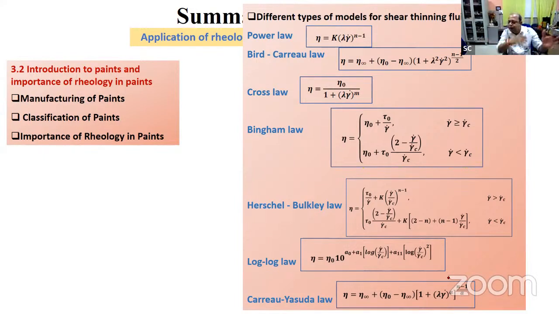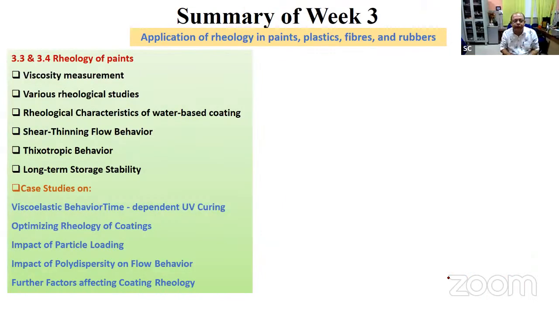And that you apply in your particular process, and try to have a solution, and try to see how your surface is going to look, how its diameter is going to be. That's the ultimate goal of this particular topic. Then I talked again in detail about rheology of paints, viscosity measurements, various rheological studies, shear thinning behavior, thixotropic behavior, long storage. Okay.